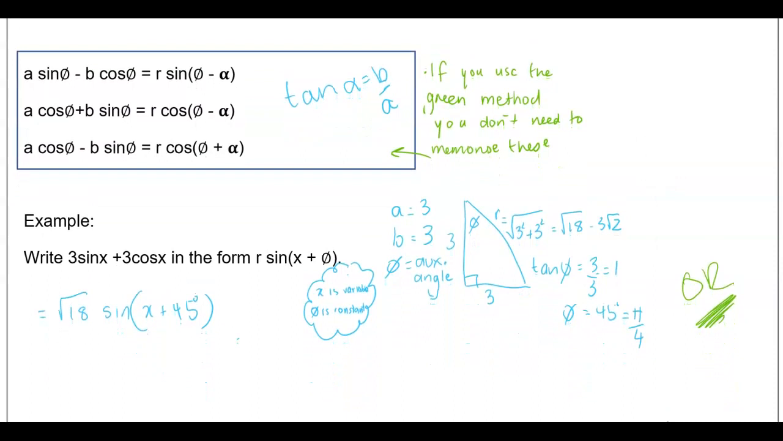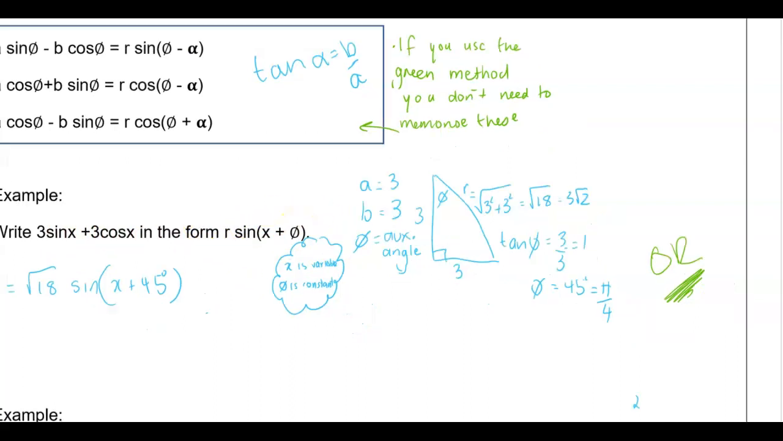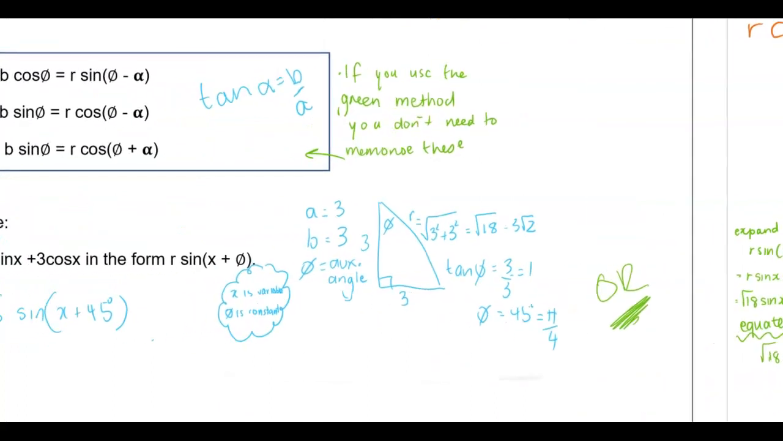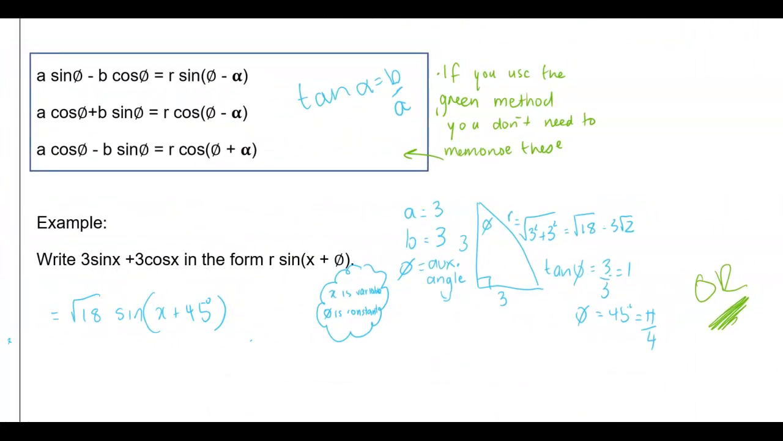Okay, so we're going to write 3 sine of x plus 3 cos of x in this form. So I'm going to do it the method over here, and we're going to talk about why we're doing it. I really want us to understand why we're doing this. So in this form, we've got to read off that our a is 3 and our b is 3. In front of the sine is a, in front of the cos is b. R is going to be the square root of a squared plus b squared, which is going to be root 18.